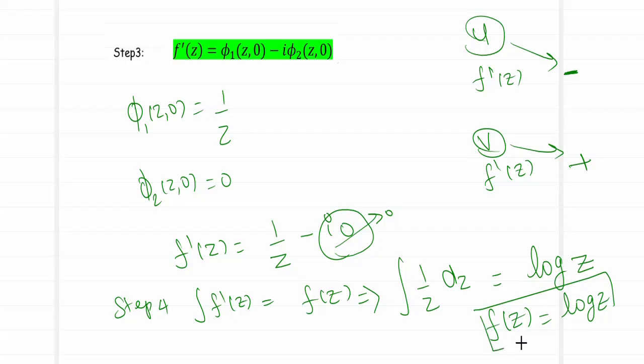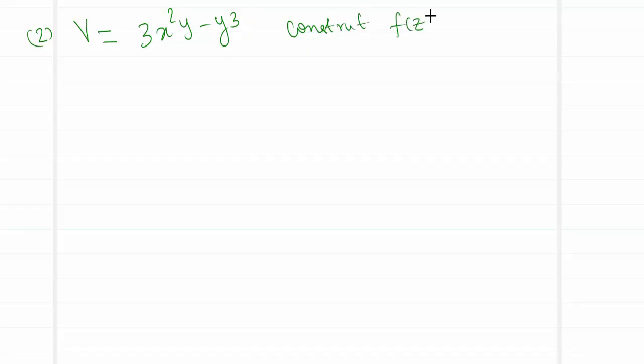And it is obviously clear that log z has the real part u equal to half log of x square plus y square. Now, let us move to the second problem where we have our v given. So, problem number 2: if the imaginary part v is equal to 3x square y minus y cube, then construct the analytic function f of z out of this.